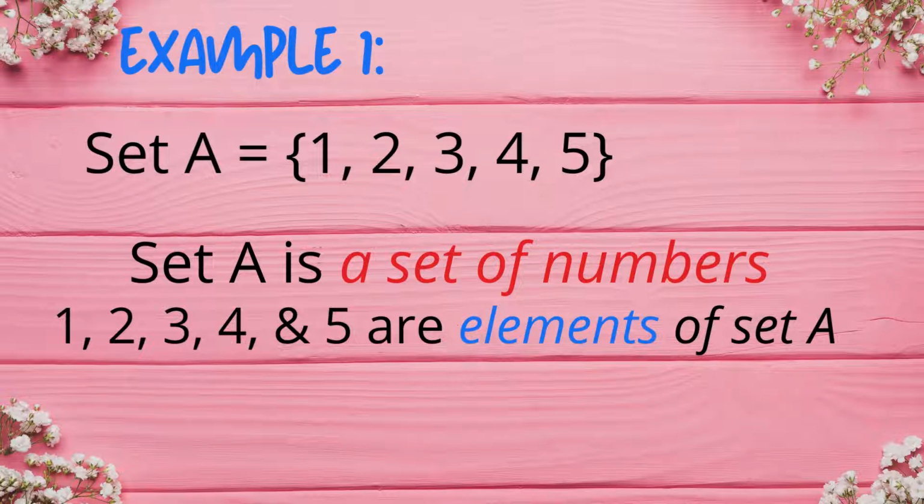Again, a capital letter represents a set, while small letters represent elements of the given set. If not letters, then they are numbers. And the cardinality of set A is equal to 5 because there are 5 numbers in set A.